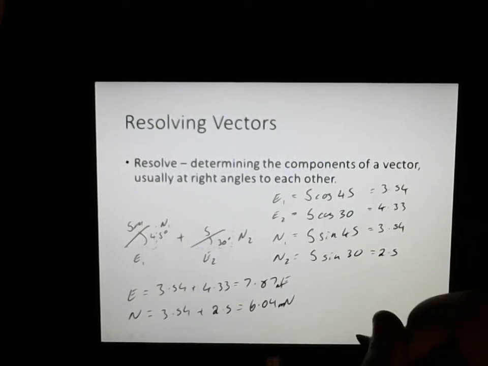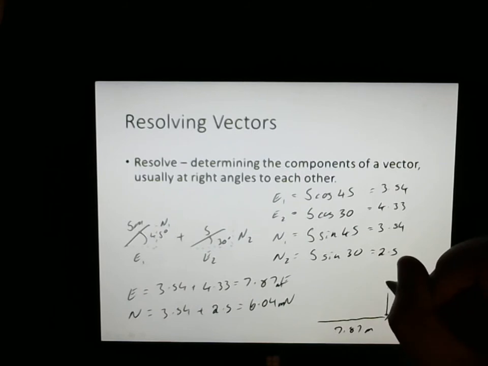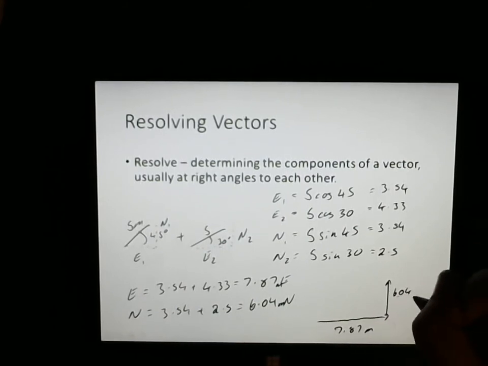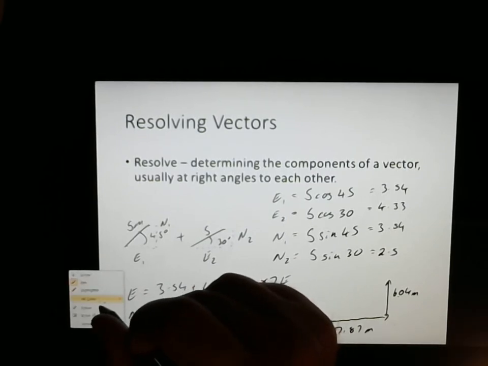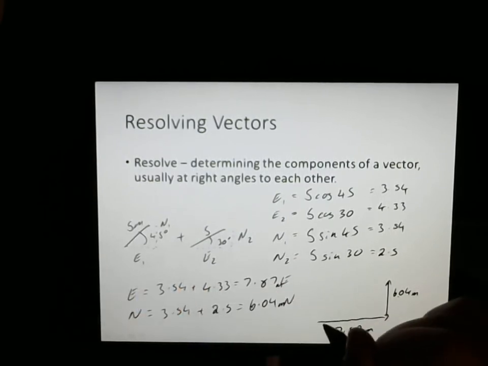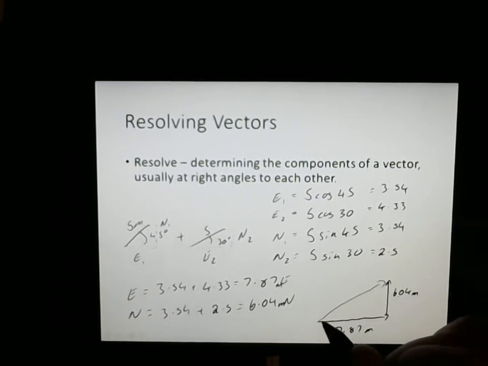So let's draw that. 7.87 meters east plus 6.04 meters north. Let's draw our resultant vector. Remember, our resultant starts at the start and goes to the finish, and it wouldn't have mattered if we'd done north and then east. We'd still get the same triangle.